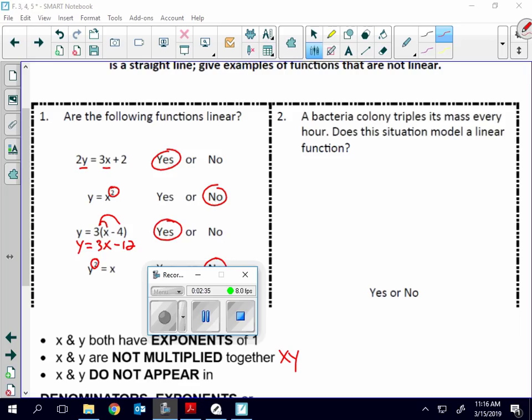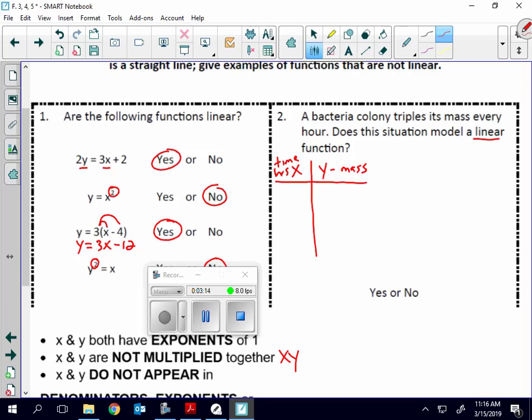All right, number 2, a bacteria colony triples its mass every hour. Does this situation model a linear function? Well, is it linear? Well, it might be hard for you to tell. Maybe you just know right off the bat. But what we can do is just make a quick table with an x and y. So x can stand for time, right? Time in hours. That says hours there, in case you're curious. My handwriting's a little weird. Hours. And then y is standing for the mass, right?